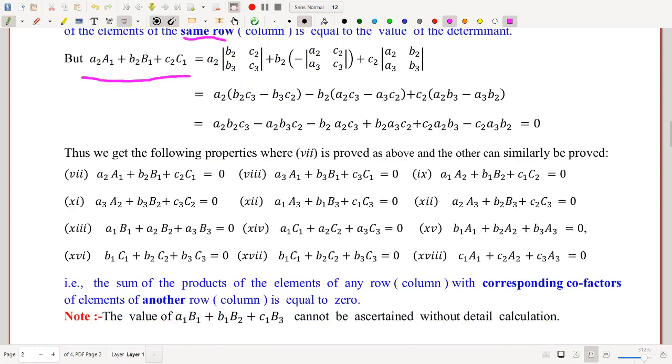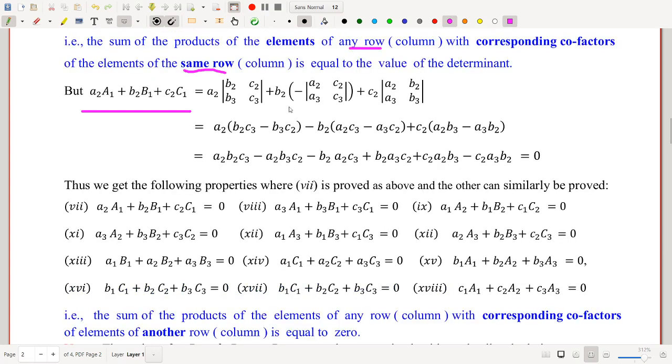But if we calculate this value of this expression, here small a2, b2, c2 are elements in the second row, but capital A1, B1, C1 are cofactors of the elements in the first row. We have substituted the values that we know already. So these values substituted, and we can expand this second order determinant, the b2 c3 minus b3 c2, a2 c3 minus a3 c2, a2 b3 minus a3 b2.